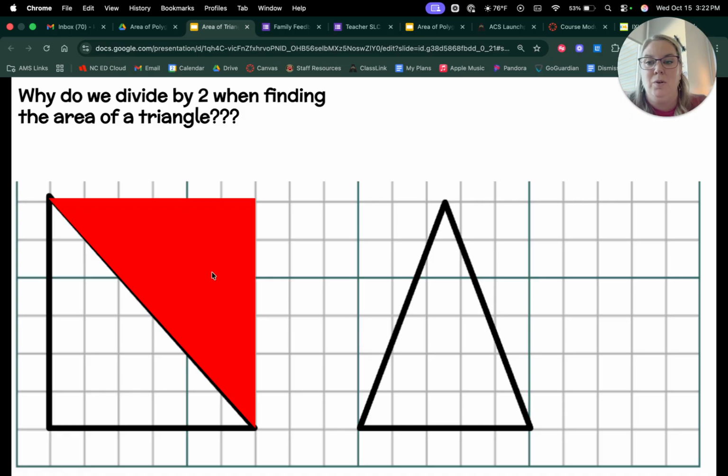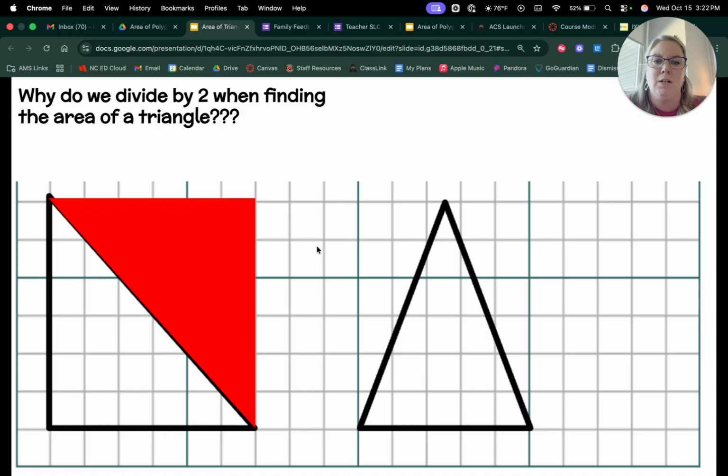Basically, we have a red triangle and a white triangle, and they're supposed to be the exact same size. I couldn't make it exactly perfect, but I tried. This is one reason why we divide by 2. And that makes a lot of sense, especially if we have a right triangle. But what about if we don't have a right triangle?